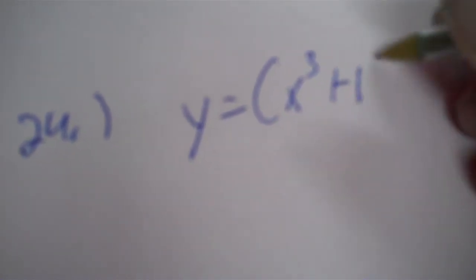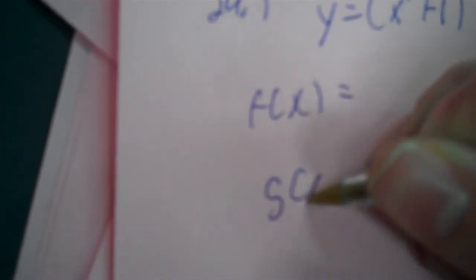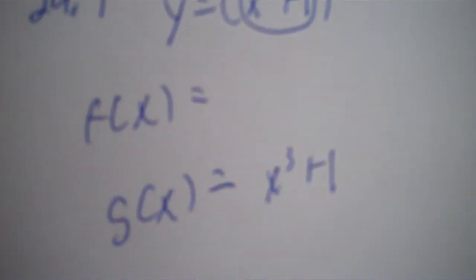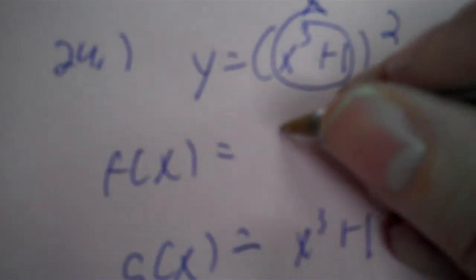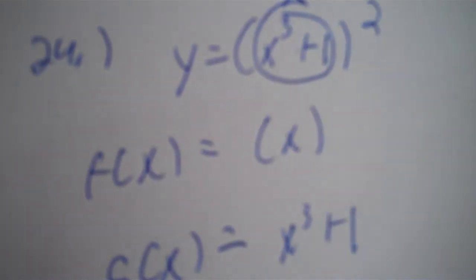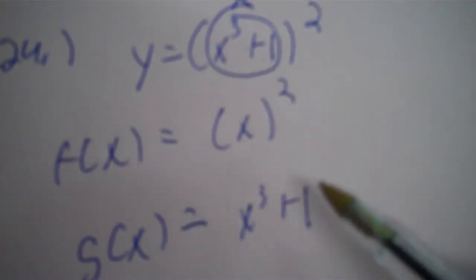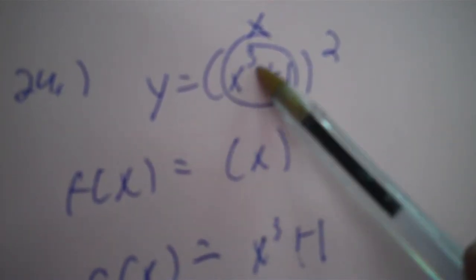24, y equals the quantity x cubed plus 1 to the second. Okay, so you have a parentheses. You treat that like you did before: circle the inside part of the parentheses, x cubed plus 1. Then you're going to put x where that was. You can put it in parentheses or you can just put x to the second. It doesn't really matter. So that's your g, that's the input, and then I just replace whatever that inside expression is with x.